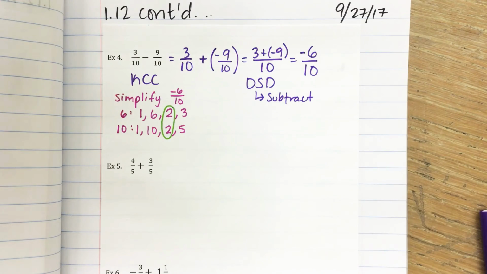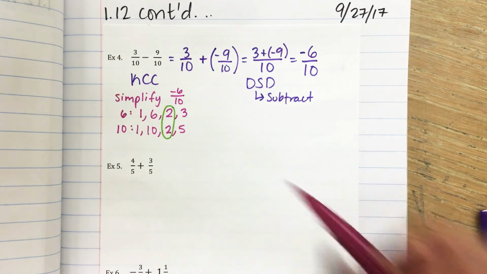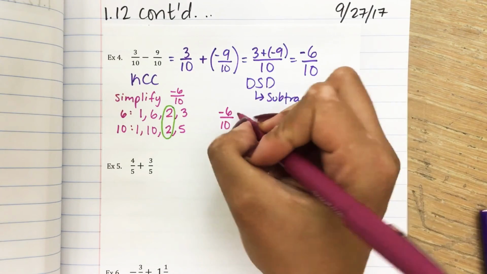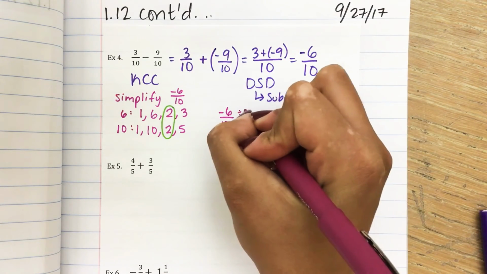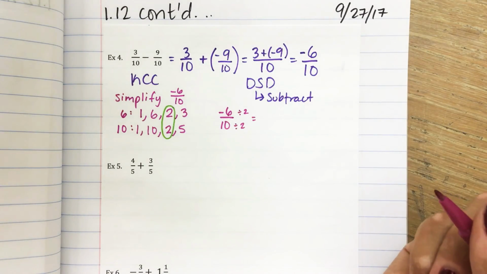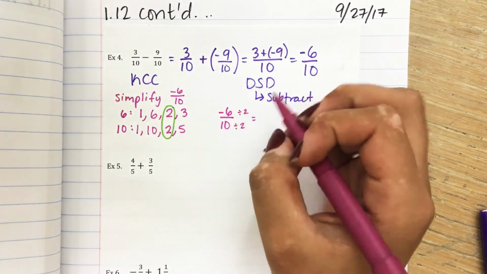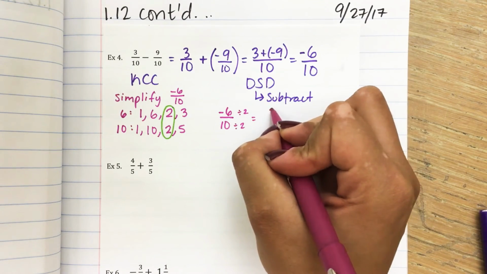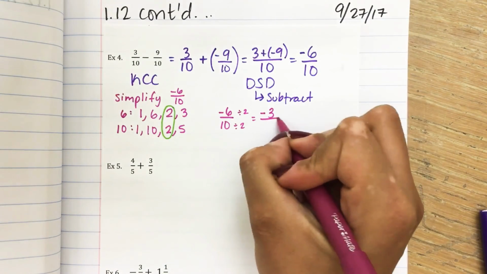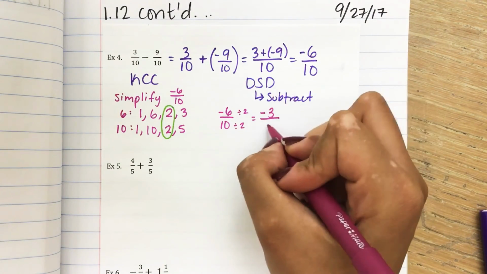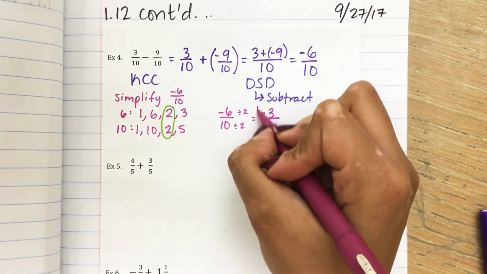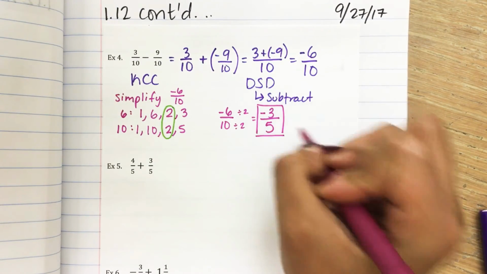So what I'm going to do is take negative 6/10 and divide my numerator and my denominator by 2. So 6 divided by 2 is 3, and the 6 is negative, so it's going to be a negative 3. And then we have 10 divided by 2, which is 5. And so our final answer would be negative 3 fifths.